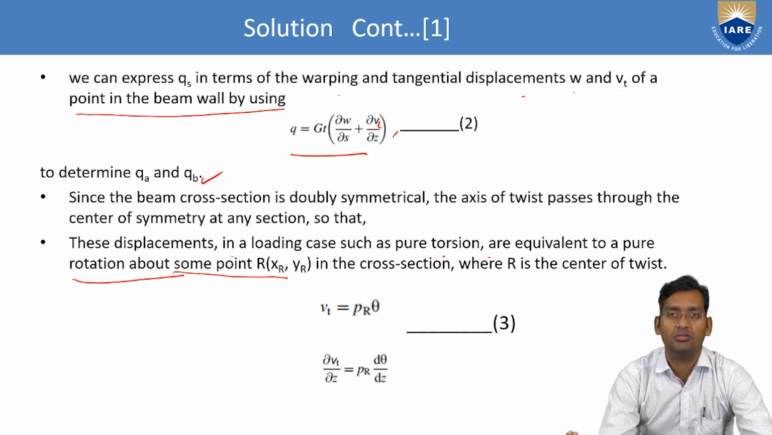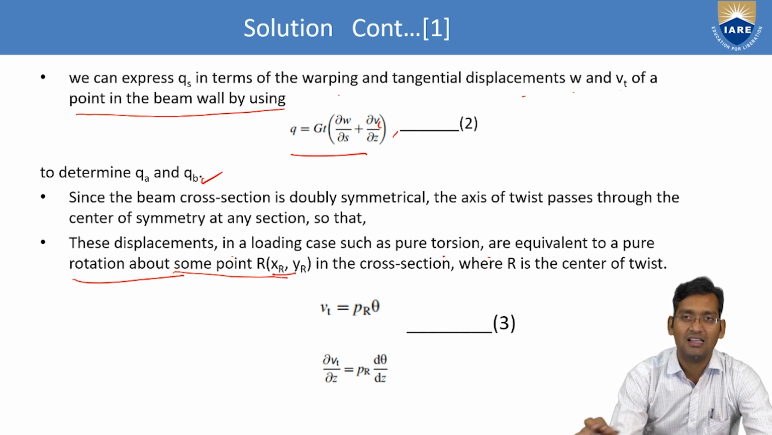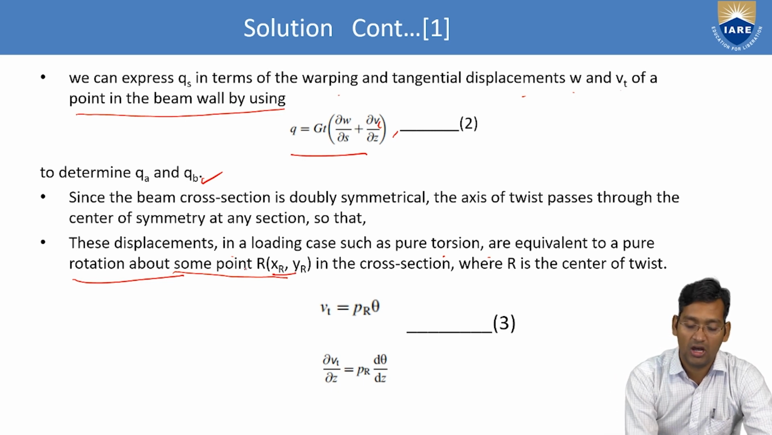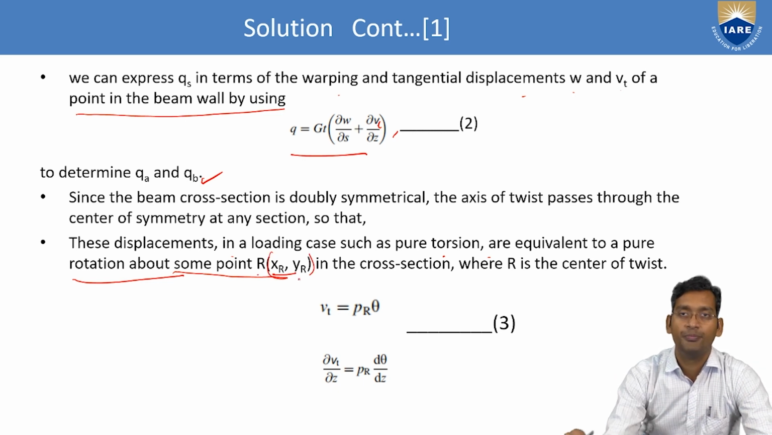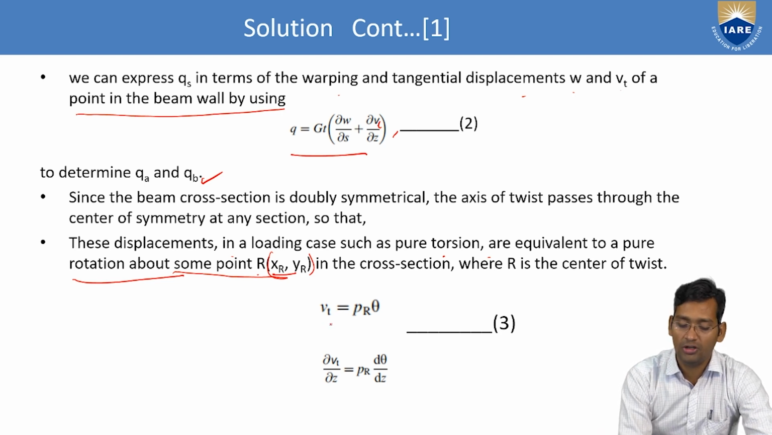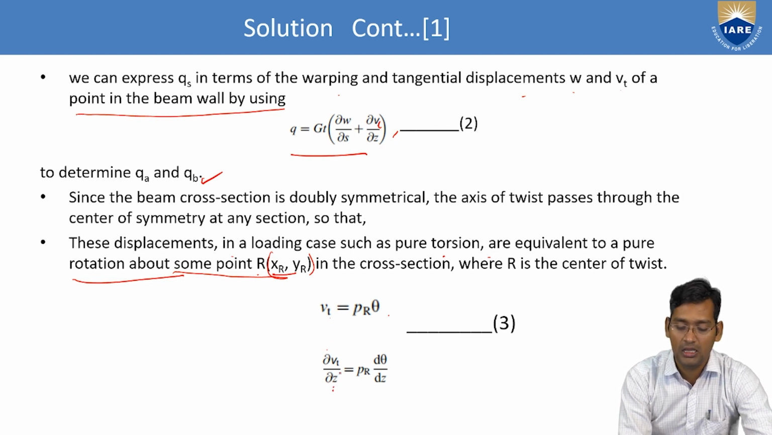Just imagine any point R whose coordinate is XR comma YR in the cross section, where R is the center of twist. So Vt is PR into theta. Now differentiate this. After differentiating, del Vt by del Z equals PR, which is constant, into d theta by dz.